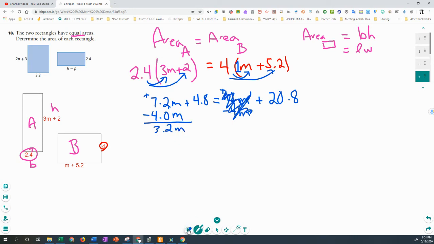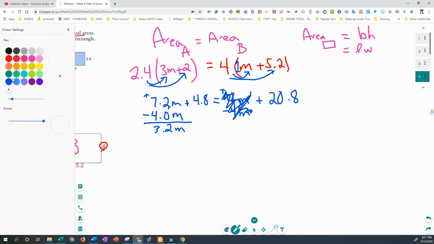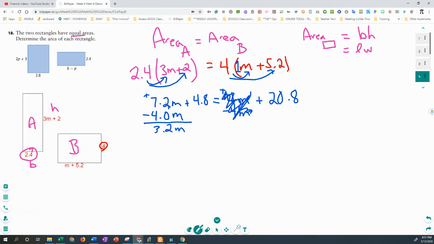3.2m. Now, if I went to all the trouble to bring the m's over to the left side here, that means I better get rid of this 4.8 and bring it over here. The way to do that is to subtract 4.8 from both sides. Again, a nice little effect there of zero pairing itself out of existence. 20.8 minus 4.8 is 16. Okay, cool. So what are our leftovers? We have 3.2m is equal to 16.